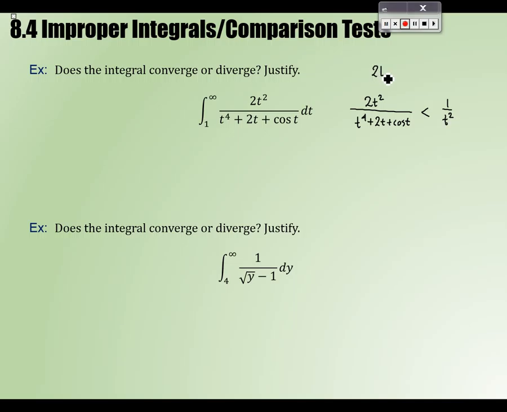Could I show that 2t to the fourth is less than t to the fourth plus 2t plus cosine t? Can I show that's true? That's true if this is true.